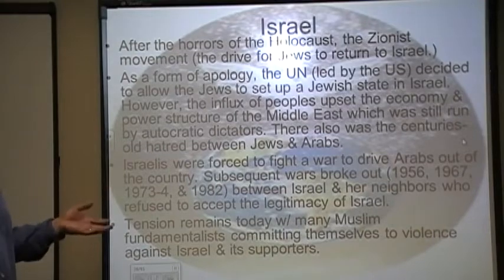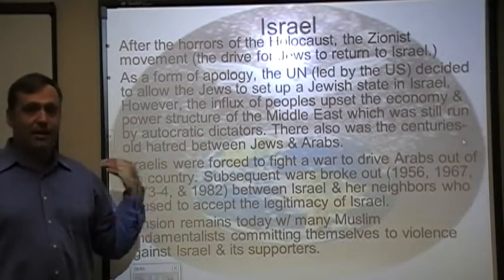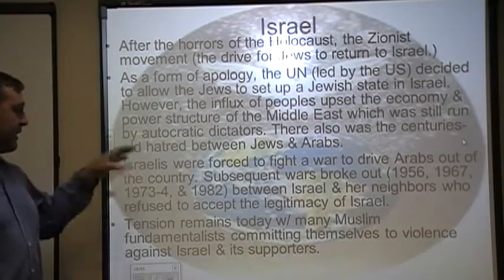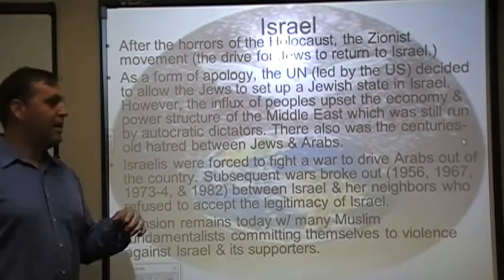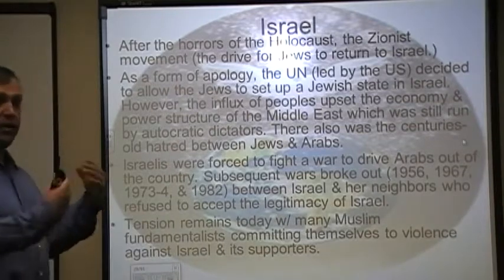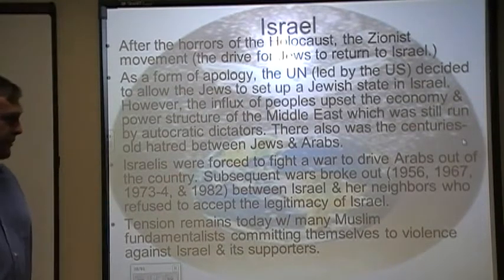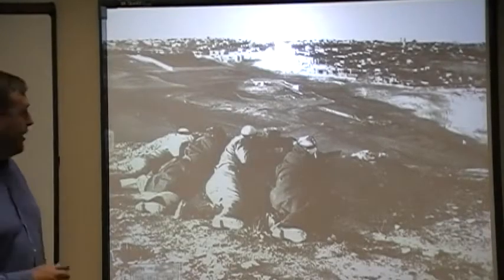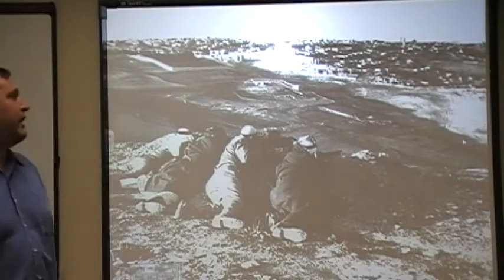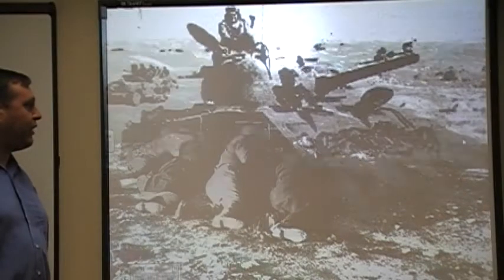Some are a little more vigorous in that statement than others, but generally speaking, you've got a lot of tension that remains today with a lot of Muslim fundamentalists that commit themselves to all kinds of violence against Israel and any of Israel's supporters, which of course includes the United States, because the United States is friends with really the only liberal nation in Southwest Asia, at least one that has a pretty long track record. And so here you can see some of the fighting. These are Arabs trying to fight off the Israelis coming into this area here in 1946.